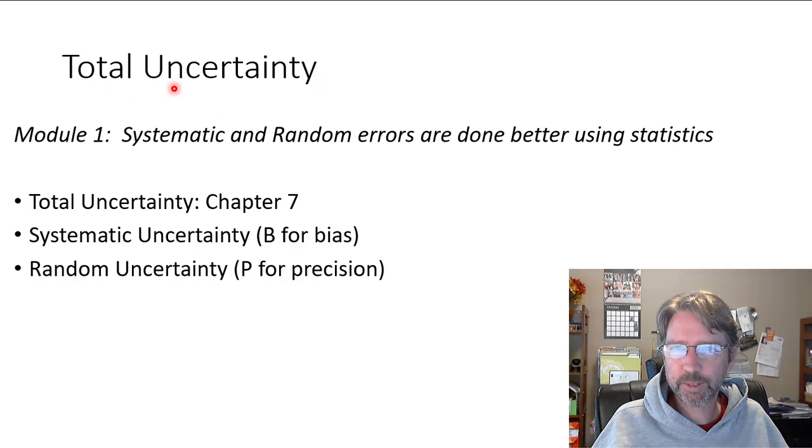Total uncertainty, if you see that on a problem, chapter 7. Back in Module 1, we promised that systematic and random errors would be done doing statistics. That's Chapter 7 here and uses concepts from Chapter 6. So total uncertainty means Chapter 7. Systematic uncertainty we're calling B. Random uncertainty we're calling P, for bias and precision respectively. So just keep track of all of the terminology because they sound very similar and it's easy to get them confused.